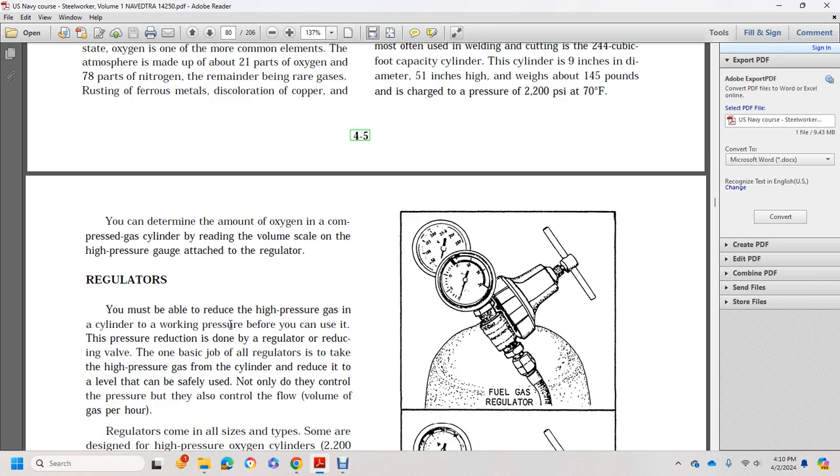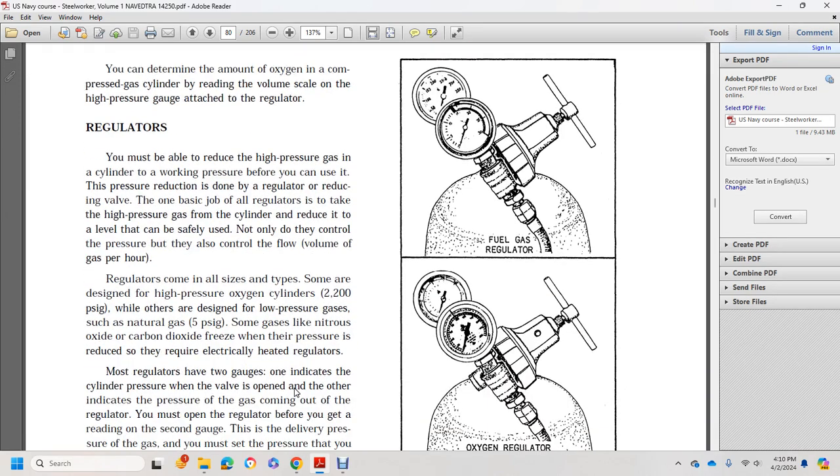One purpose of all regulators is to take the high pressure gas from the cylinder and reduce it to a level that can be used safely, not only for the control of the gas pressure, but also for the control of the flow of the volume of the gas per hour. Regulators come in all types. Some are designed for high pressure oxygen with a 2200 psi gauge. Others are designed with a low pressure gauge, for example natural gas with a 5 psi gauge.